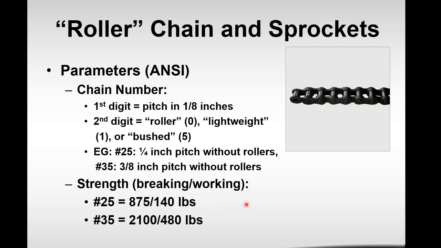So obviously if you have something that you want to run for 10 years, you don't want to be designing it so it's really close to the breaking strength. And then ANSI 35 is 2,100 pounds, and 480 pounds for the working load.